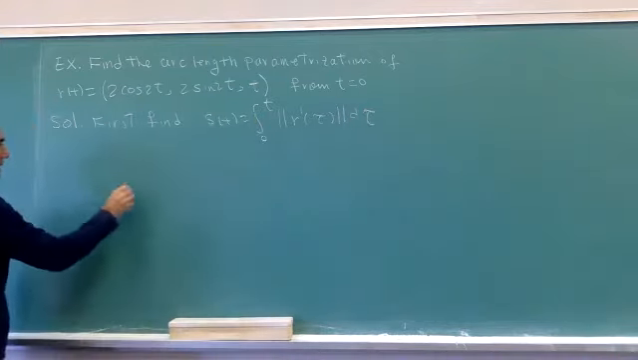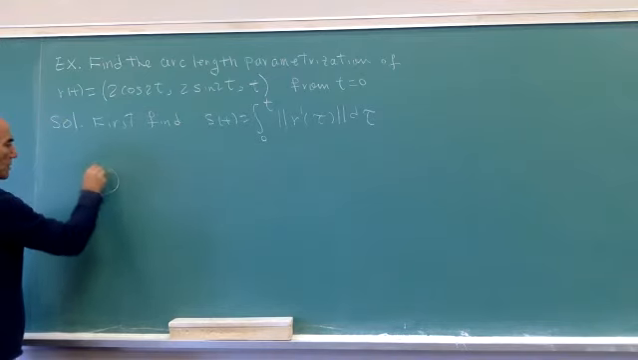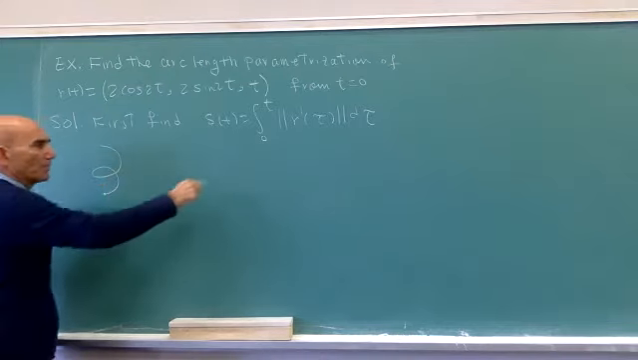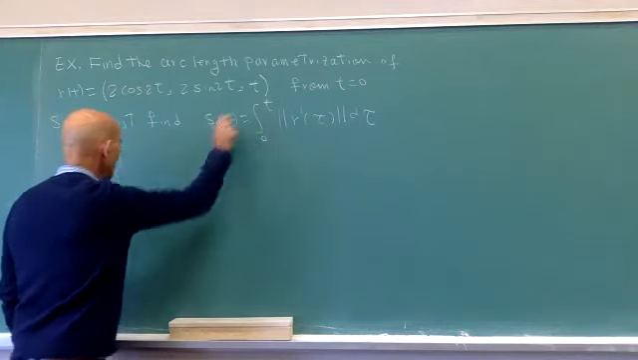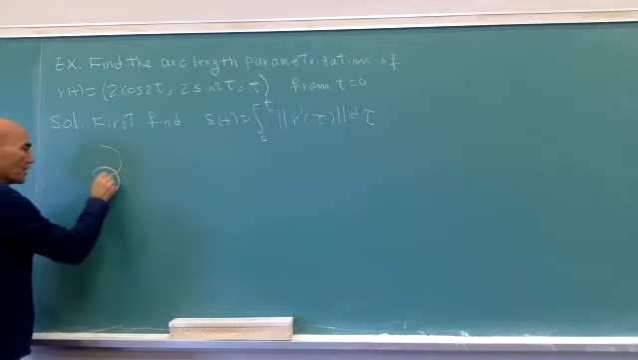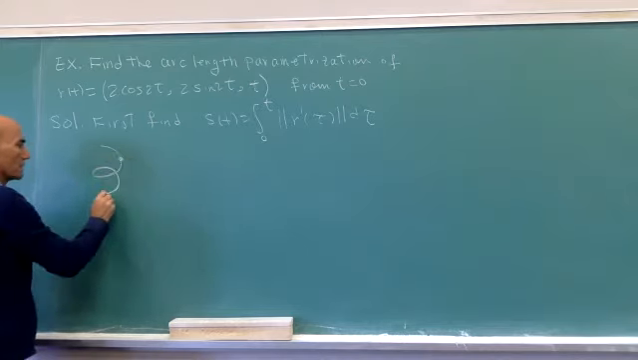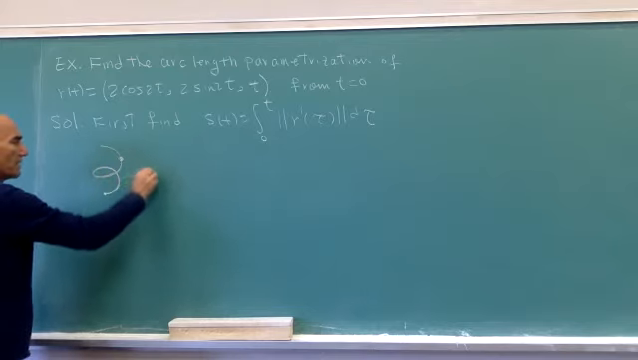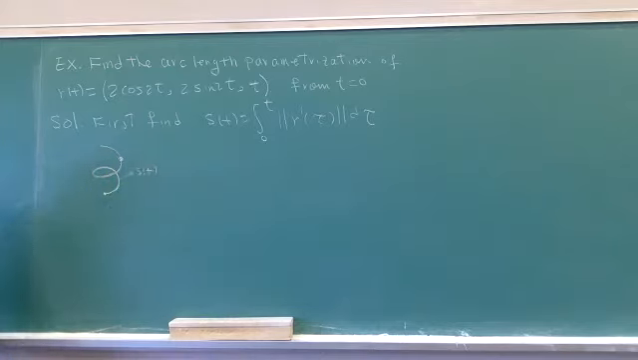So this is the situation. This is a spiral. When the value of the parameter changes from 0 to t, you're traversing along this curve like that. So this whole length is s of t, and we are interested in computing that length.